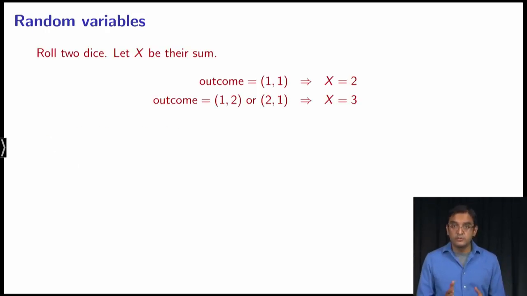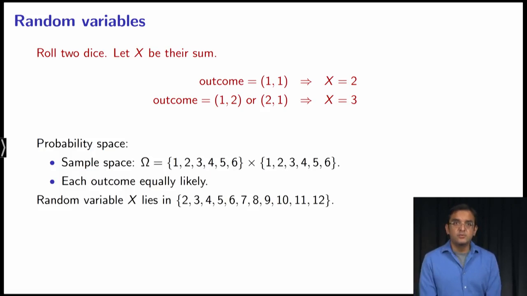So suppose you roll two dice, and you're interested in their sum. Let's call this x. Okay? So you aren't interested in exactly what die 1 comes out to or die 2 comes out to, just in what their sum is, just in what they add up to. So for example, if the first die is 1 and the second is 1, then x equals 2. If the first die is 1 and the second is 2, then x equals 3, and so on.